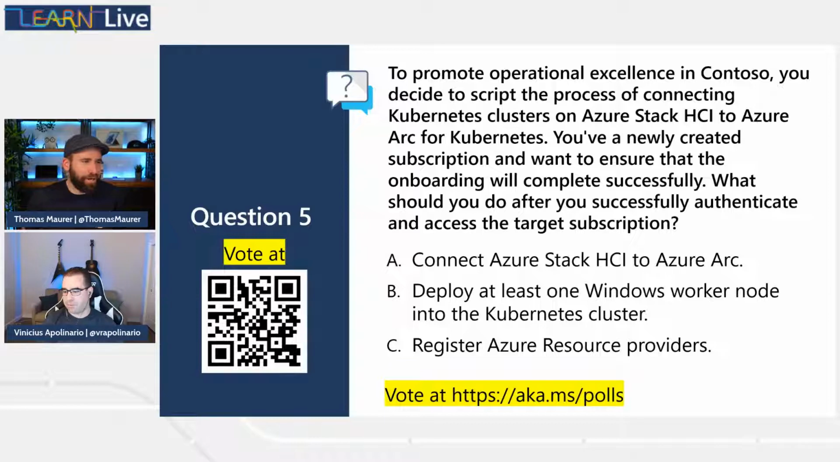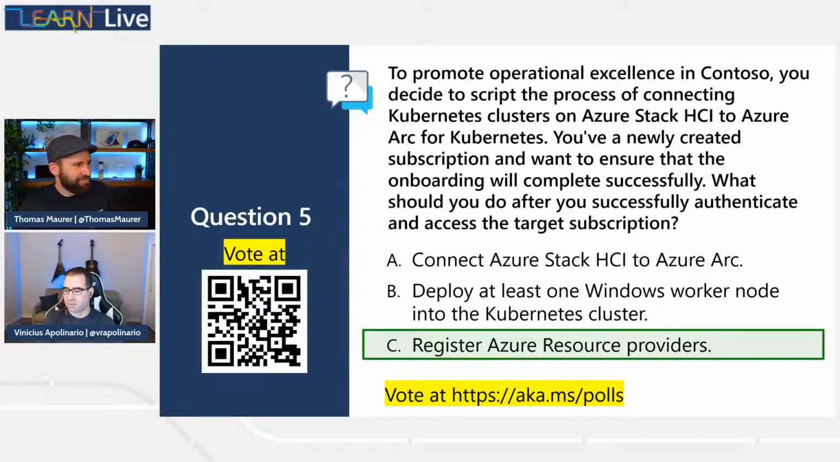So I think it's pretty obvious here. We gave it away. So register Azure Resource Providers is the first thing you need to do before you can successfully integrate Azure Arc, the AKS HCI, and in fact, any Kubernetes cluster.